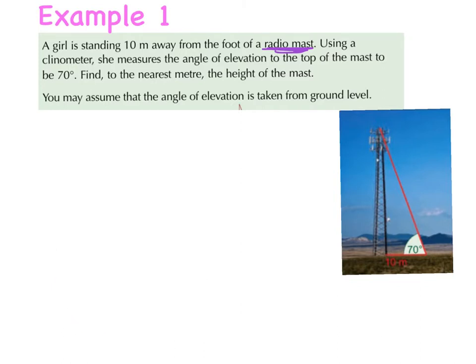Using this piece of apparatus, she measures the angle of elevation to be 70 degrees. So here's where she's standing. This would be her angle of elevation. Now it said she's standing 10 metres away from the mast, which means that's your horizontal line. This would not be 10 metres, it's the horizontal line here. And it says, find, to the nearest metre, the height of the mast.